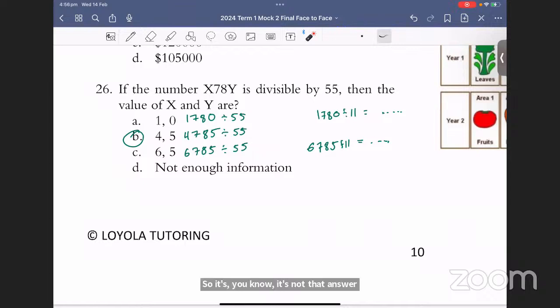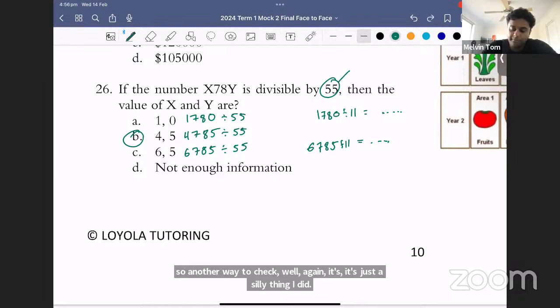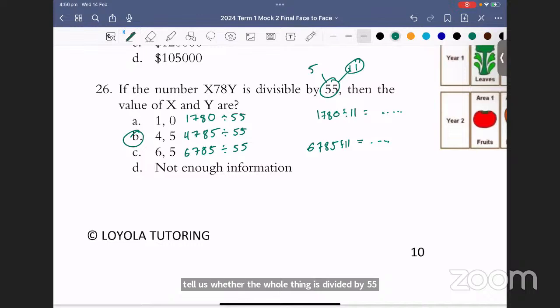Melvin, why did you divide by 11? Because, another way to check, well, again, it's just a silly thing I did. You can just divide by 55, but 55 is broken up into 11 and 5 because 5 times 11 is 55, right? So if you just check if it's divisible by 11, it could tell us whether the whole thing is divisible by 55. Okay, thank you. You're welcome.